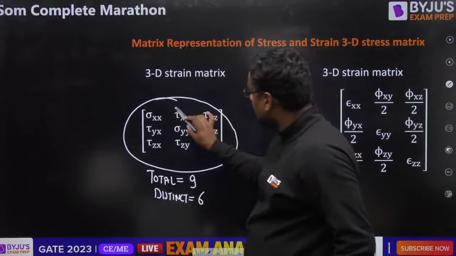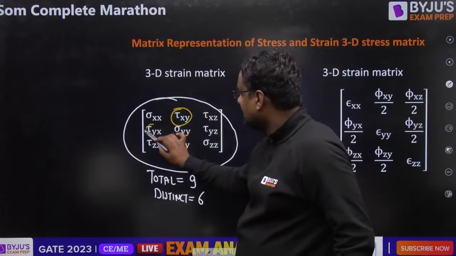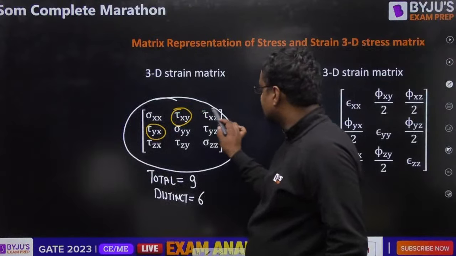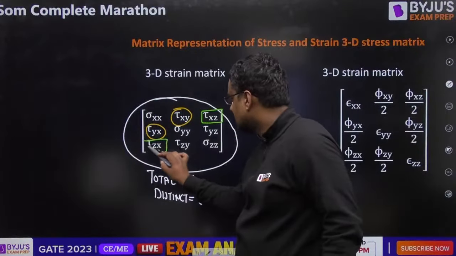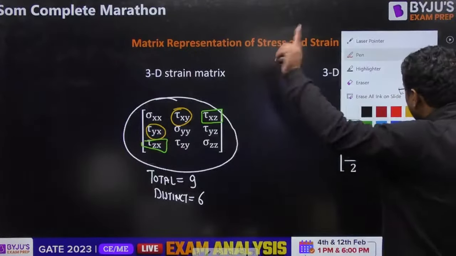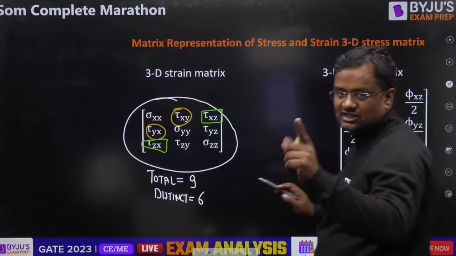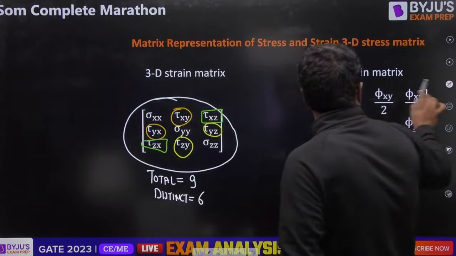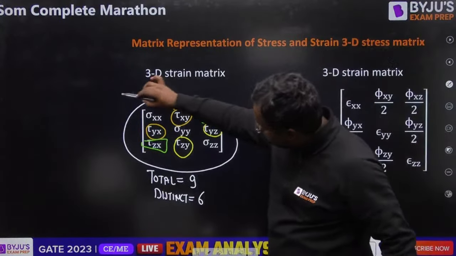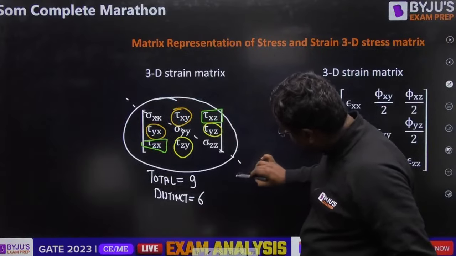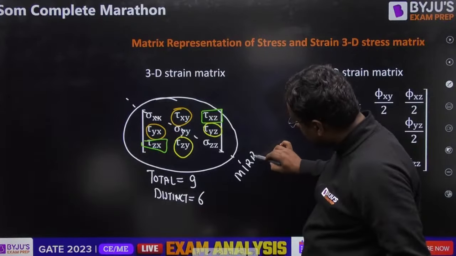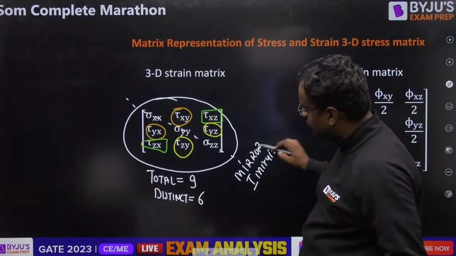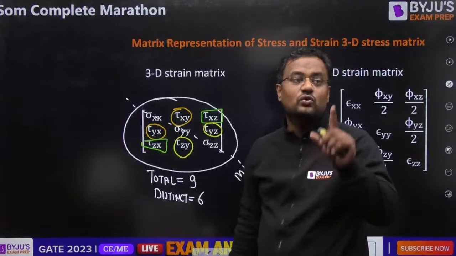Because tau xy and tau yx are same. This tau xz, the adjacent faces stresses are same. Now how this comes, in that marathon we have already told. This is only dealing with formulas. Tau zy and tau yz are same. Actually the stress matrix is a mirror image about the principal diagonal, and this is due to moment equilibrium. Adjacent faces stresses are equal due to moment equilibrium.